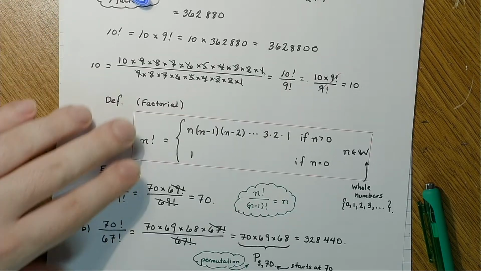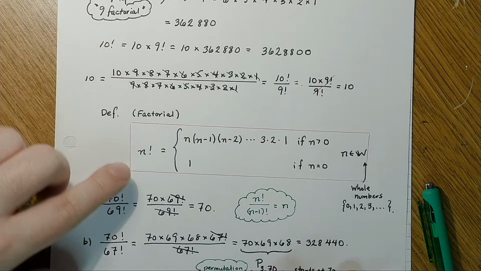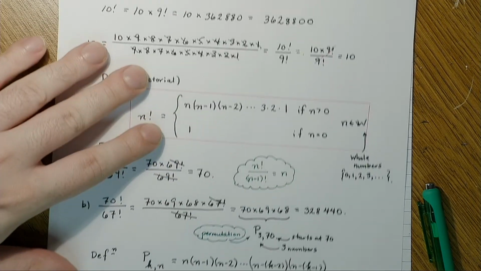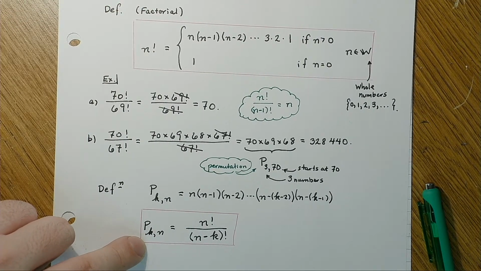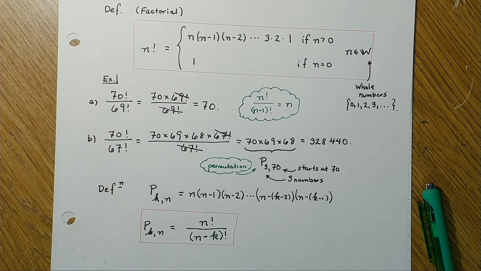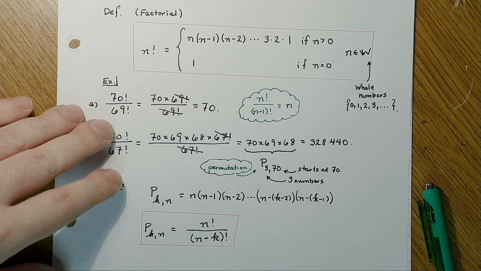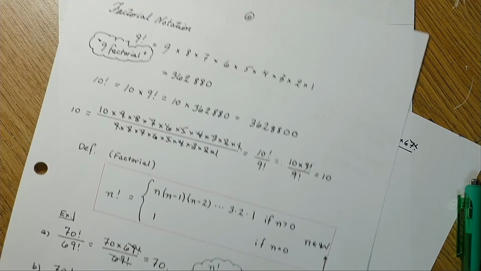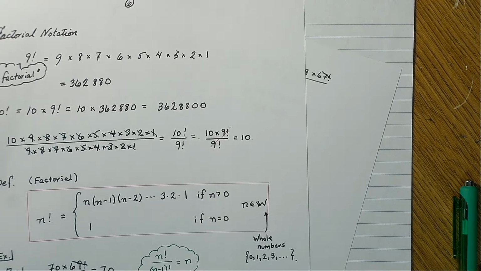So this is what we call factorial notation when we use the exclamation point. It's n factorial. And then we also have this one, which we call permutation. I would say n permute k, but this is very different notation in this textbook. There's no universal notation when it comes to permutations.